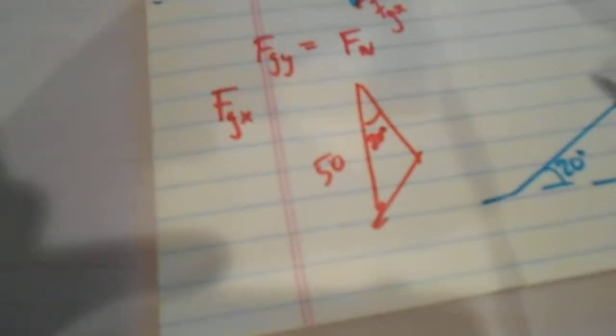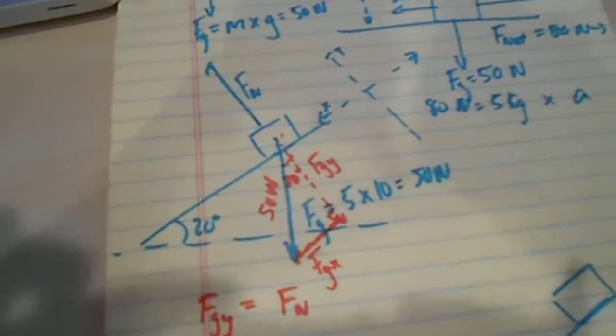So how do I do that? Well, I use this triangle. I'm just going to blow it up over here. So this is 50. This is 20 degrees. This side is opposite. So if I do SOHCAHTOA, I need sine of 20 equals opposite over 50. So 50 times sine of 20 will give me the opposite, and that will be the force that pulls this block down the surface. And I can do F equals ma with that.